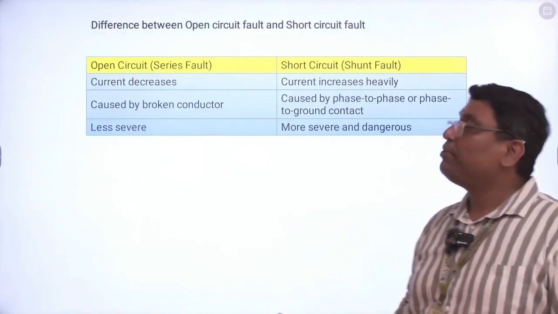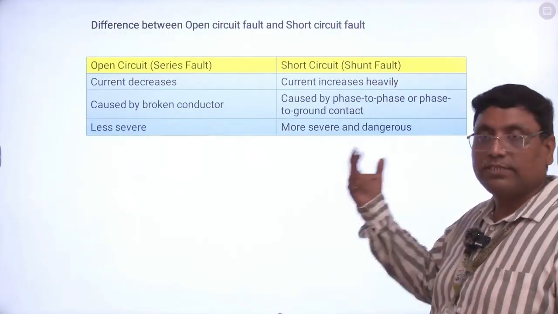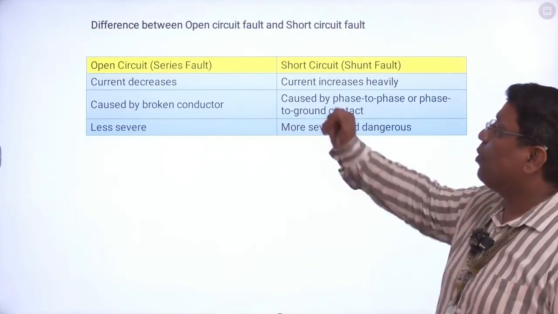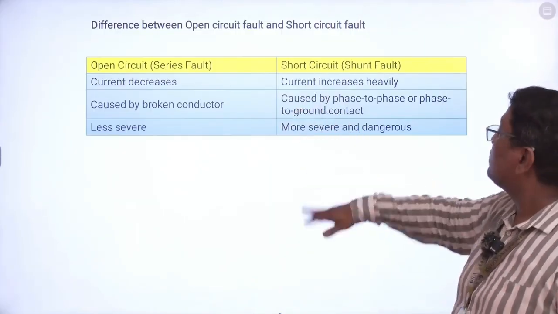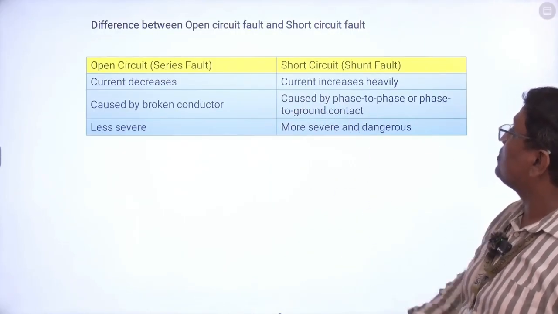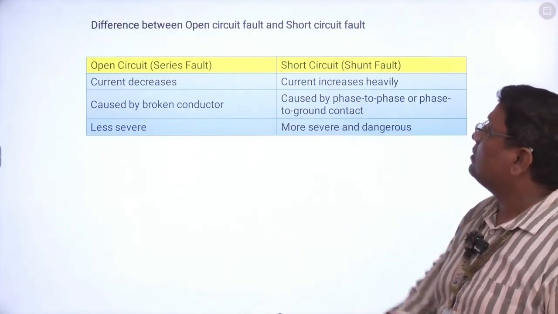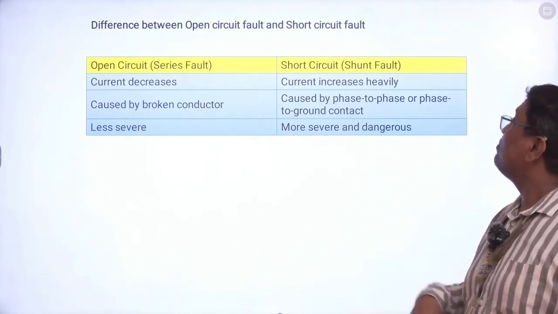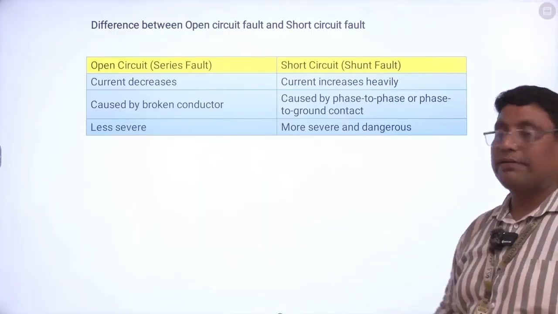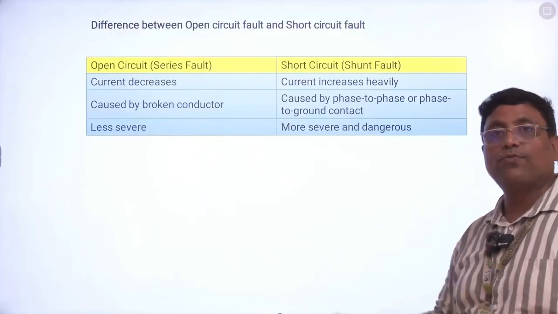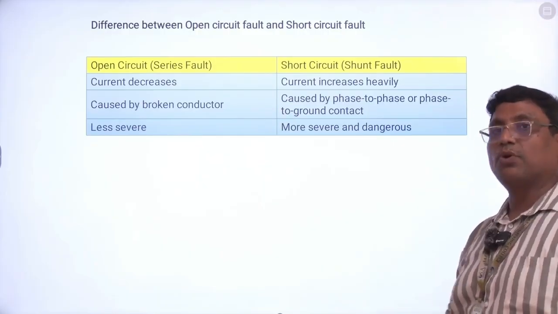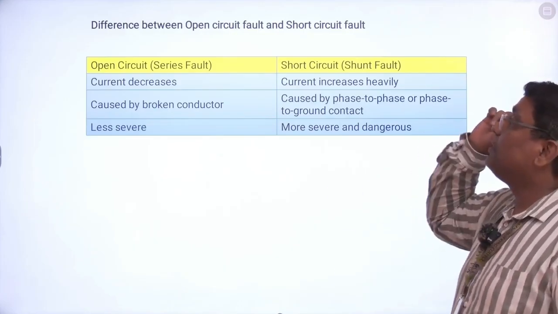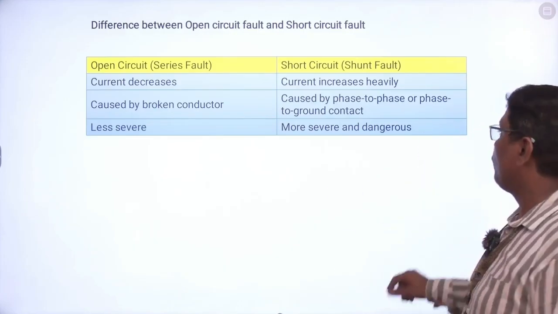So what is the difference between open circuit fault and short circuit fault? Open circuit fault is otherwise called as series fault, short circuit fault is otherwise called shunt fault. In open circuit, current value is very less compared with the short circuit, but in the short circuit, current value is huge. Open circuit is caused by a broken conductor. Here it is caused by phase to phase or phase to ground contact. Open circuit fault is less severe, less importance, but short circuit fault is more severe and dangerous. So there is a difference between open circuit fault and short circuit fault.